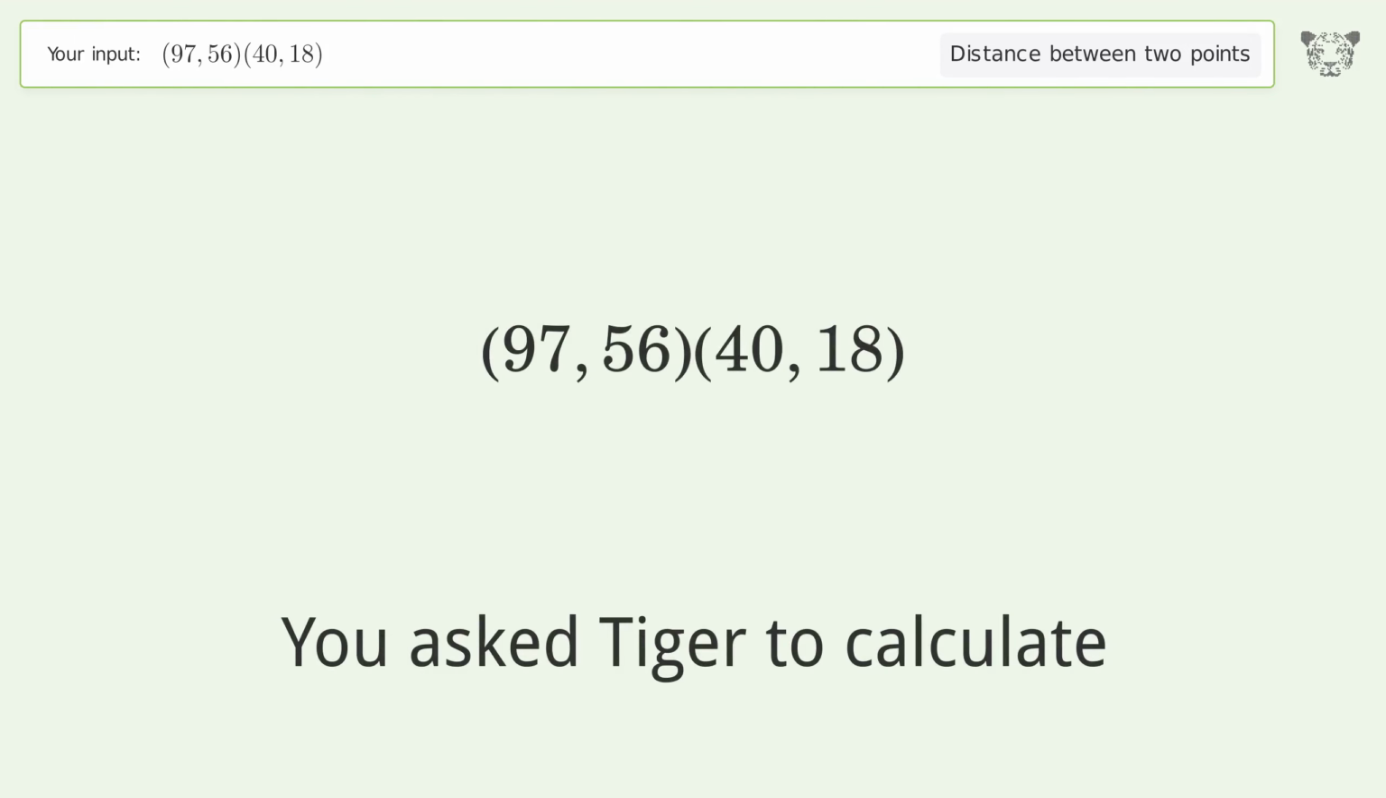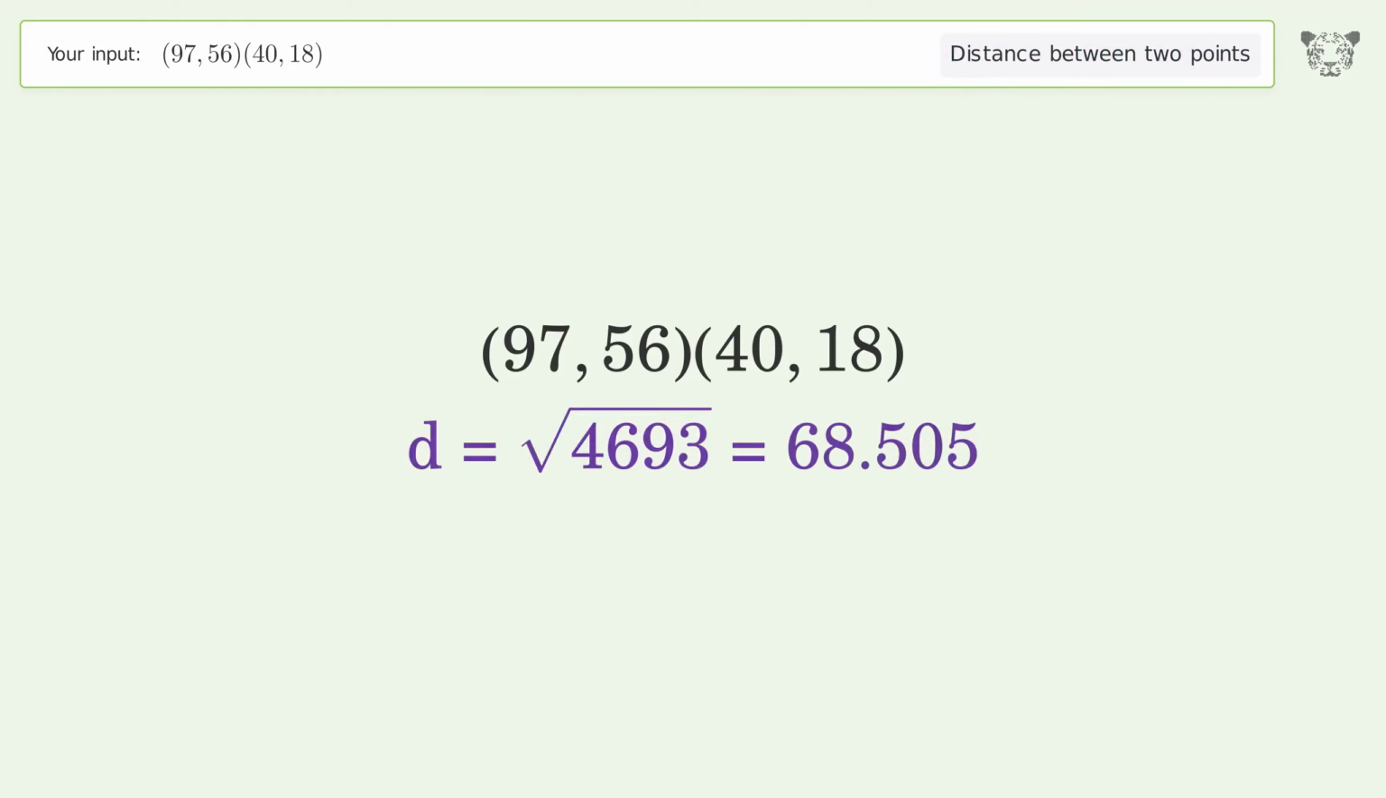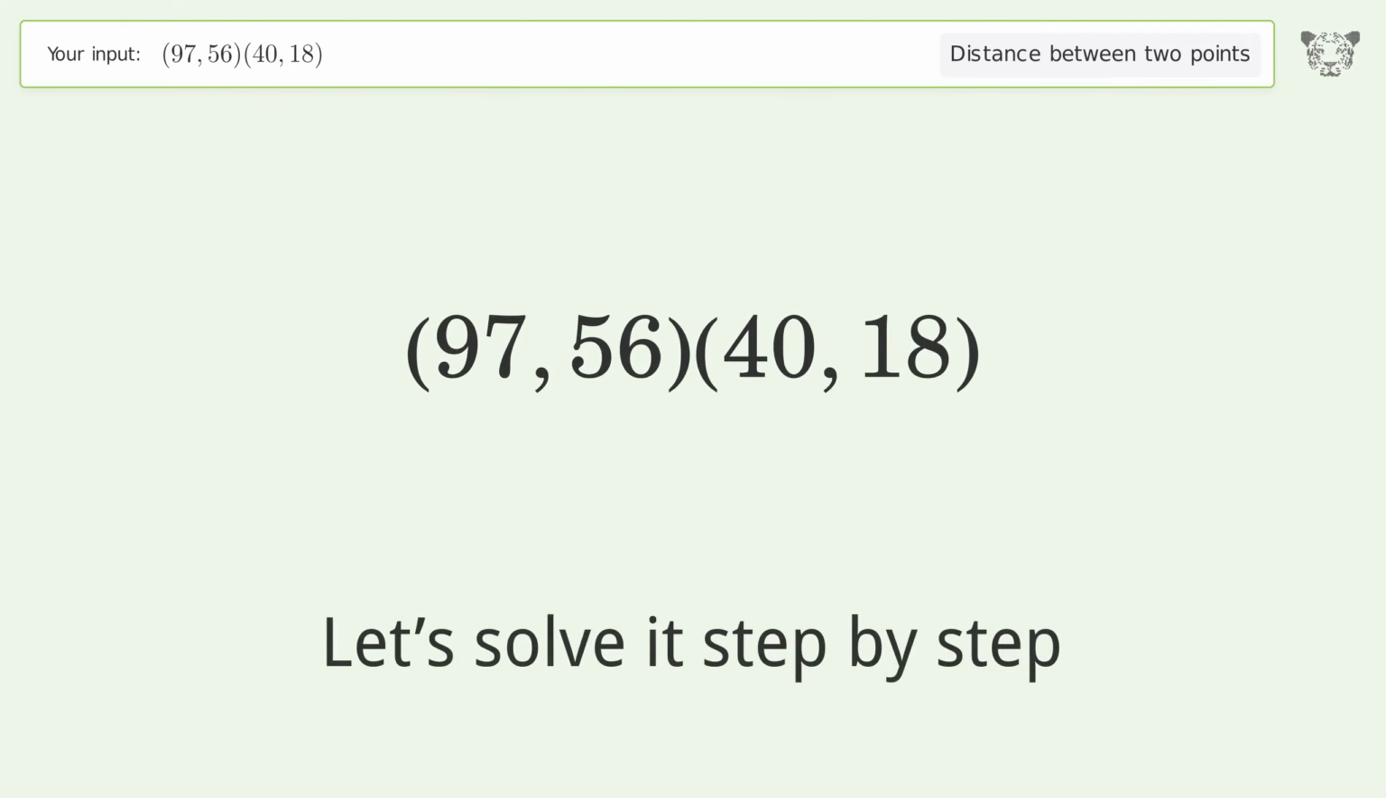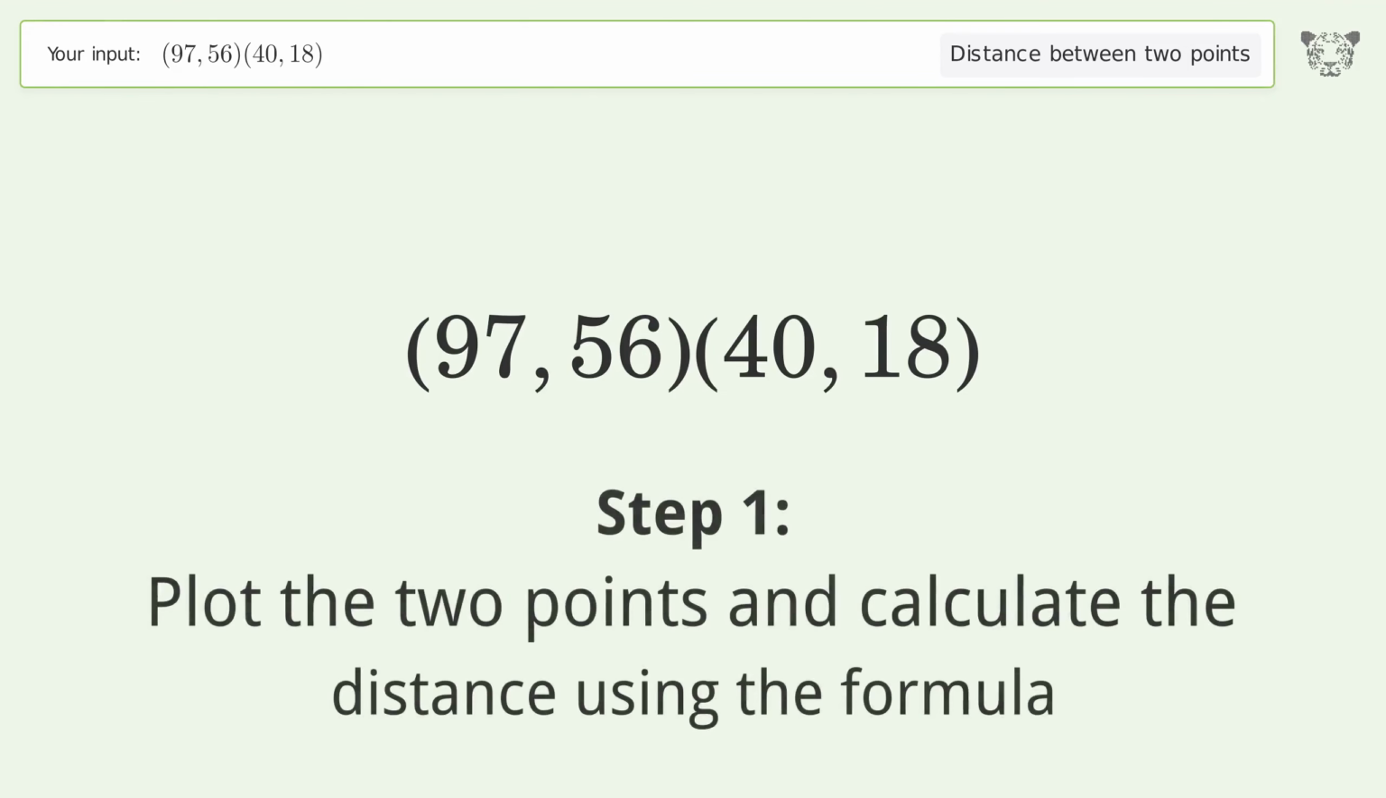You ask Tiger to calculate. This deals with the distance between 2 points. The distance between the 2 points is the square root of 4,693, or 68.505. Let's solve it step by step. Plot the 2 points and calculate the distance using the formula.